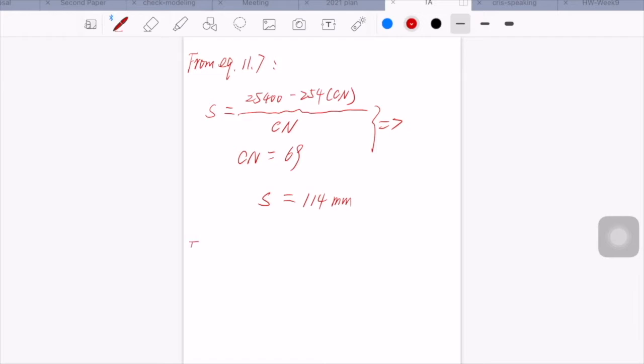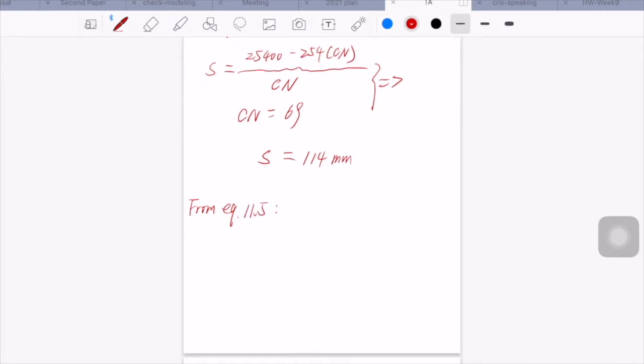And from equation 11.5 in the textbook, we know the runoff depth R should be equal to P, the total rainfall depth, minus 0.2 times S to the power of 2 divided by P plus 0.8 times S.